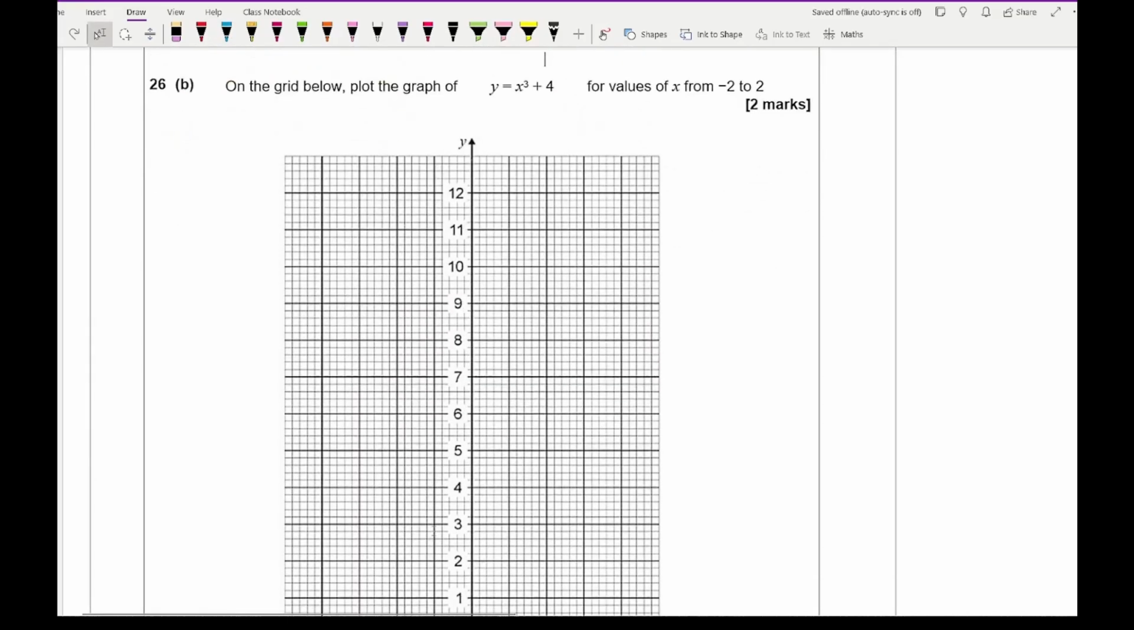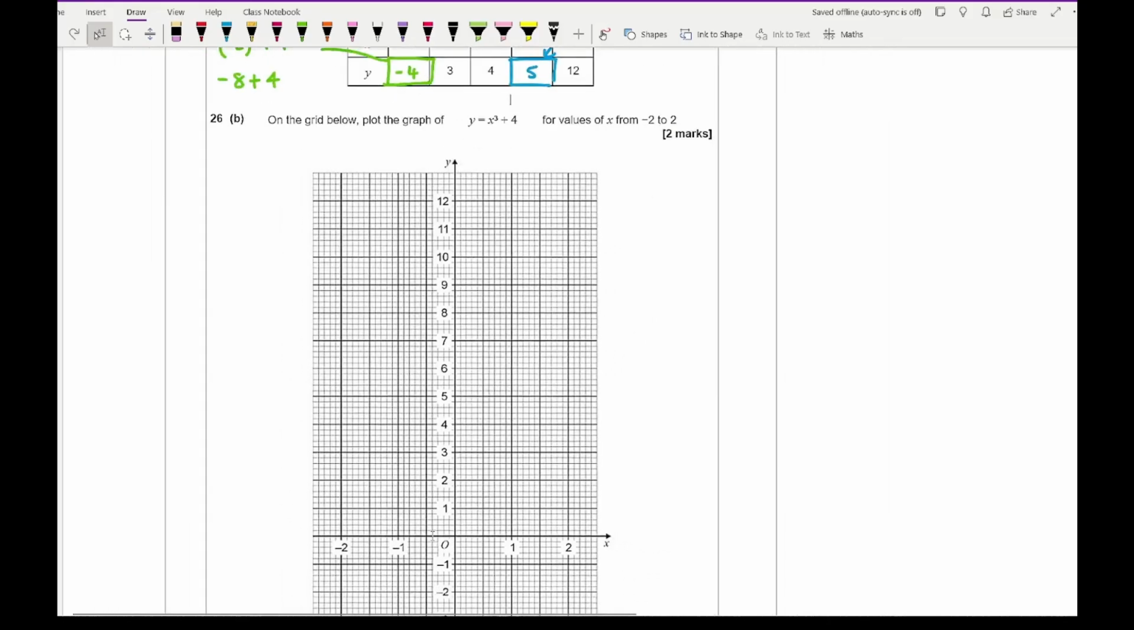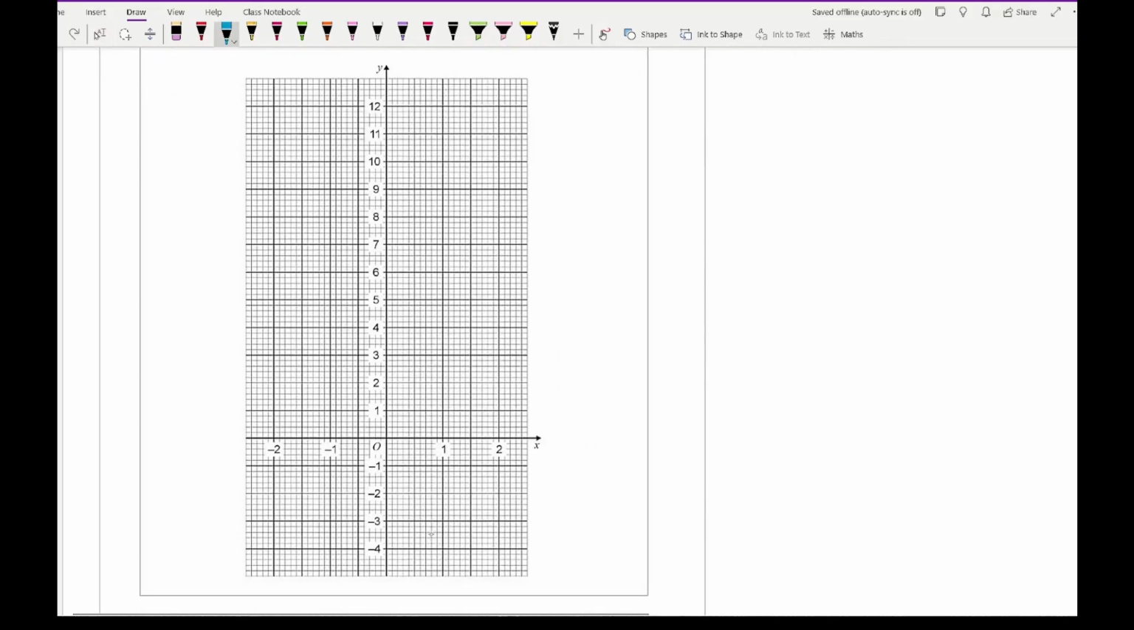So all that's left for me to do is plot those coordinates. If I just zoom out a little bit, you can see all of that. Now just do a little table of values on the side. So we've got minus 2, minus 1, 0, 1, 2, and we had y equals minus 4, 3, 4, 5, and 12. So then plotting these points, I've got minus 2, minus 4, which is here. Then I've got minus 1, 3, which is there. 0, it's 4. At 1, it's at 5. And at 2, it's 12.